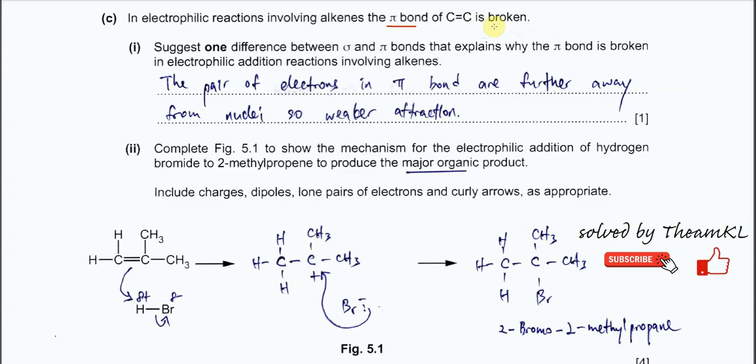Why pi bond is always the one that break before the sigma bond? Because the pi bond is weaker. So why the pi bond is weaker? Then you need to explain in the part 1. So suggest one difference between the sigma bond and the pi bonds that explain why pi bond always the one that broken in the electrophilic addition.